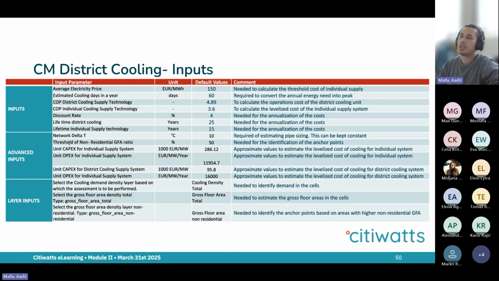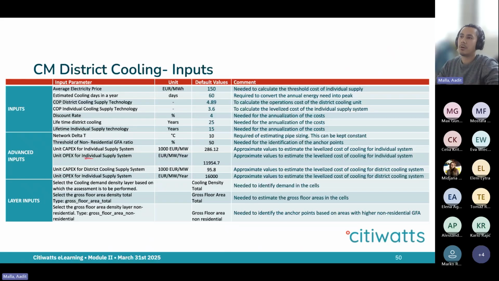Another important parameter here is the threshold of non-residential gross floor area. What this 50% means is that a cell is qualified to be an anchor if the non-residential floor area in the cell is 50% or more of the total gross floor area of the cell. So this helps to identify different anchor points. And of course, the user can change this if even cells with lower non-residential areas are to be considered for district cooling. But of course, this would mean an increase in the overall supply costs.